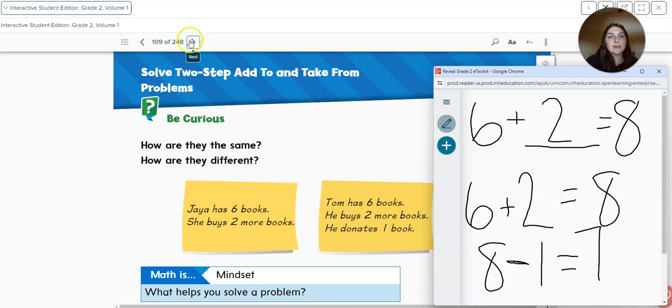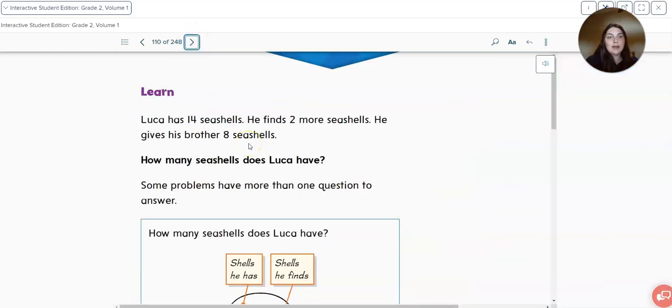All right, so let's look at this first problem in our book. I will turn the page again, okay? So let's go through this activity together and I'll talk you through it.